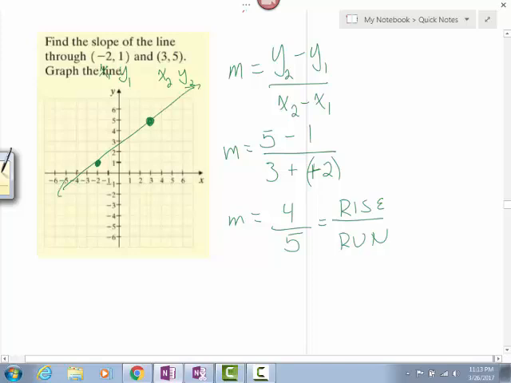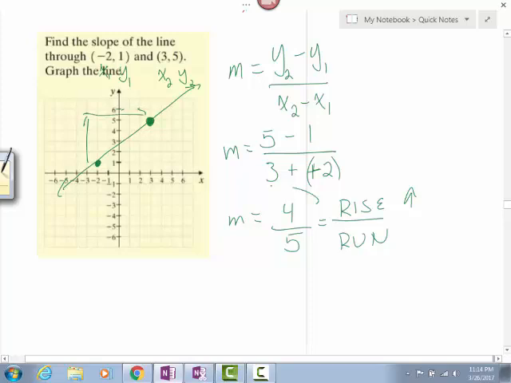Okay, so now what I want to point out is I'm going to use the slope to find my additional point. So I'm going to rise, so I'm going to go up 4 spaces. So we're going to count from here. 1, 2, 3, 4. I'm going to run to my right 5 spaces. 1, 2, 3, 4, and 5. So again, I went up 4 and I went to the right 5 spaces.